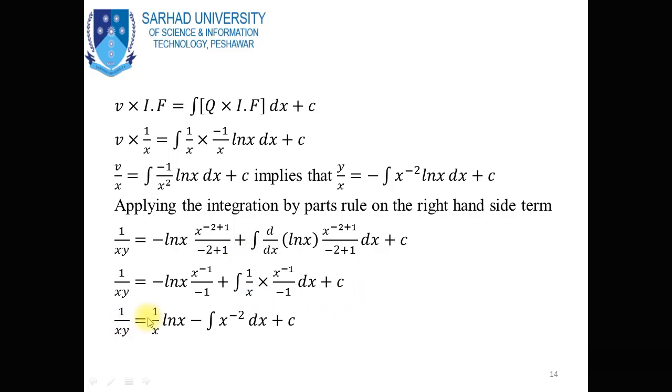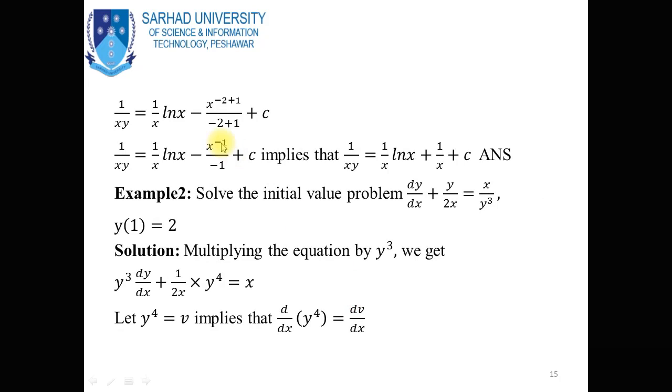Now 1 over xy is equal to 1 over x natural log of x, this minus x power minus 1 can be written as 1 over x natural log of x minus, after simplifications we obtain x power minus 2. Shift this x to the denominator, we obtain x power minus 1 and x power minus 1 multiplied is equal to x power minus 2, and the integration of this term is now x power minus 2 plus 1 divided by minus 2 plus 1.